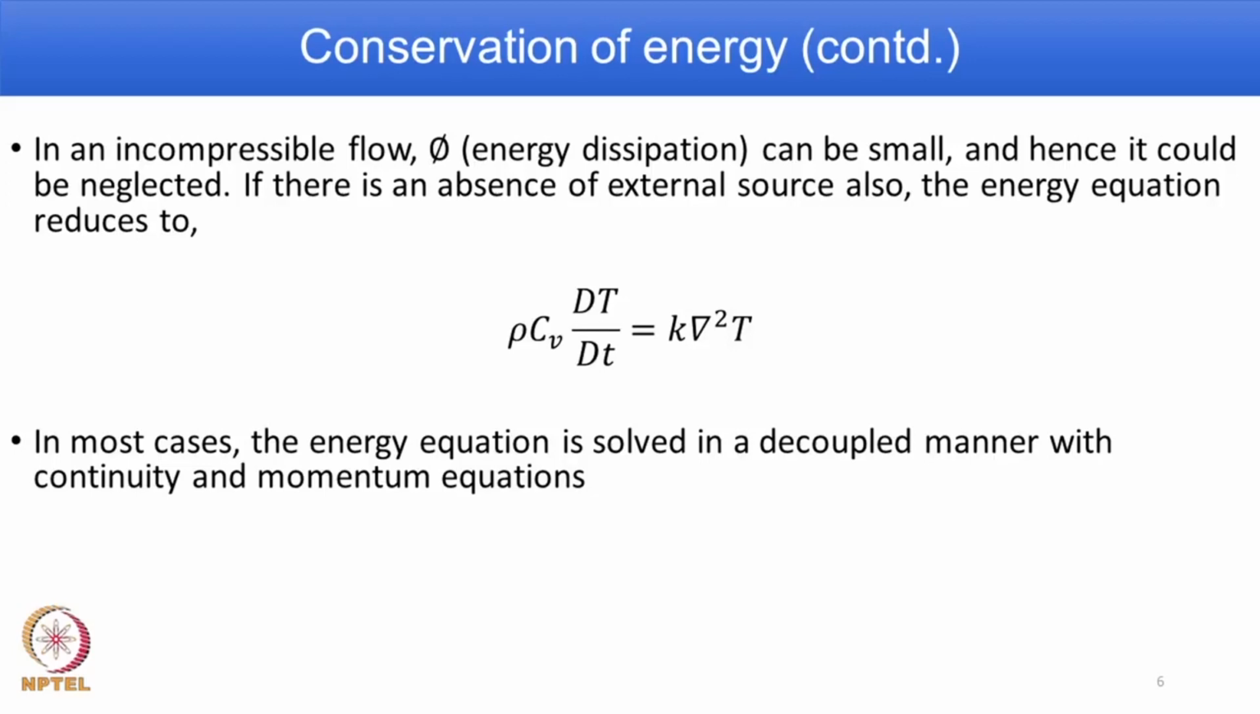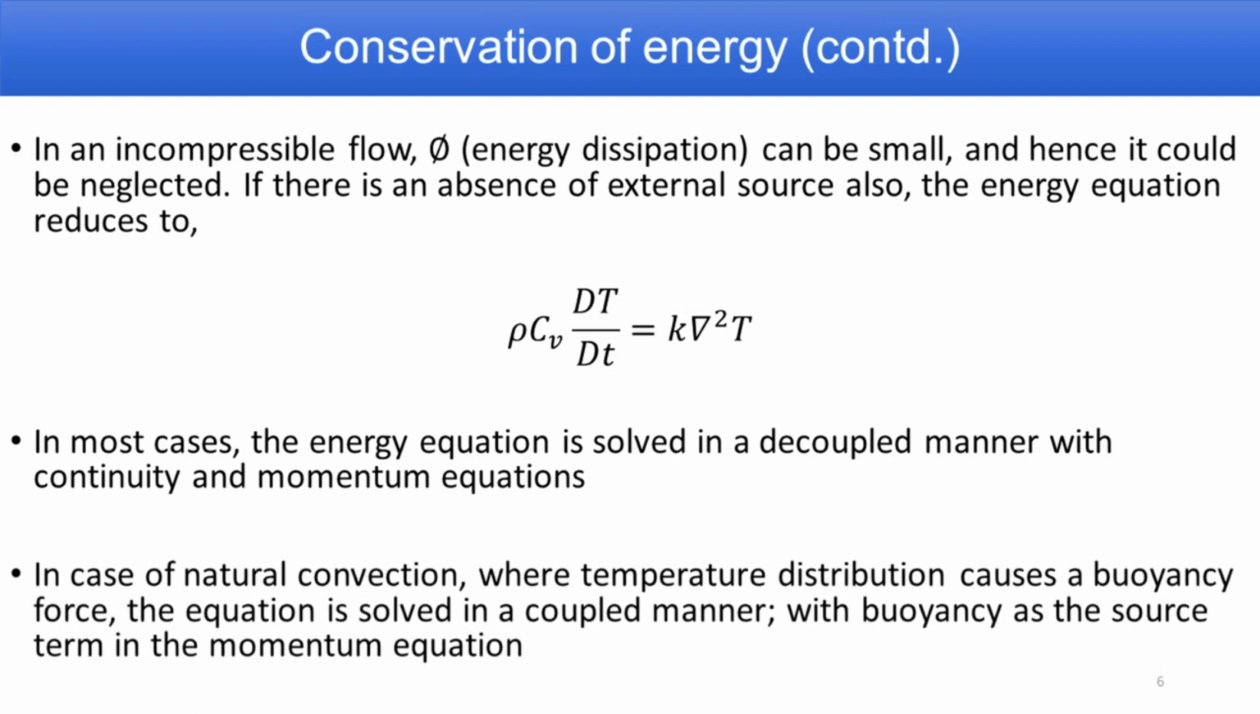For most situations the energy equation is solved in a decoupled manner with the continuity and momentum equations. Well, what is the meaning of decoupled? You solve the mass equation and momentum equation, get a converged solution, then you trigger or activate the energy equation in the code, get a converged solution for the energy equation, then move to the next iteration, and the cycle repeats. So, this is what is known as a decoupled way of solving equations.